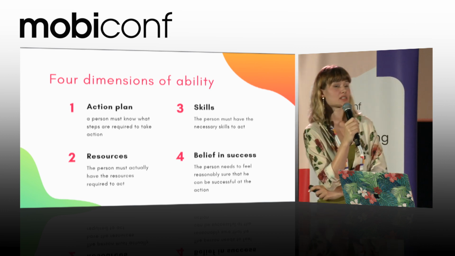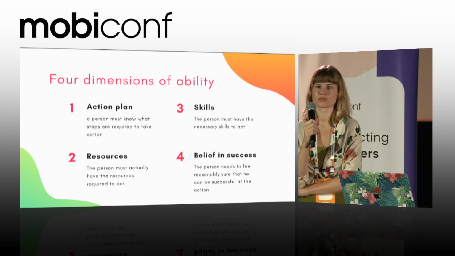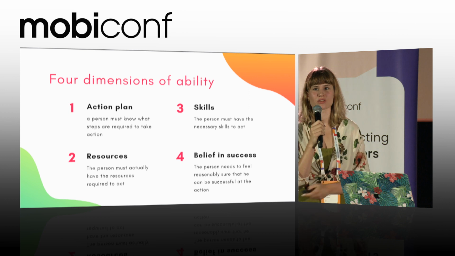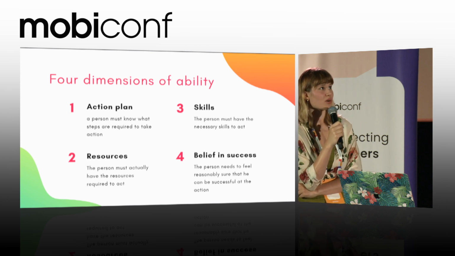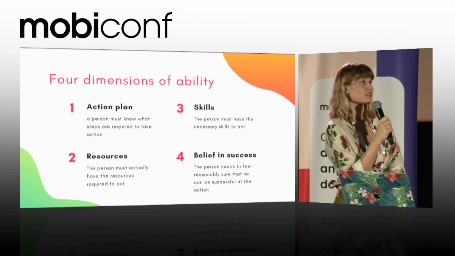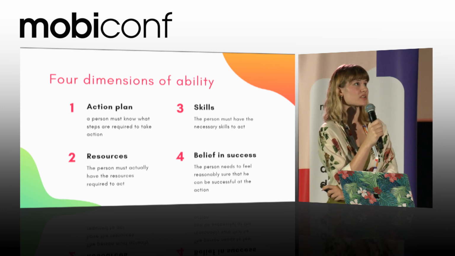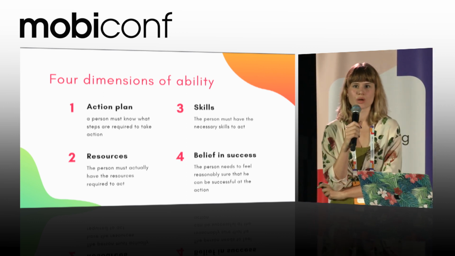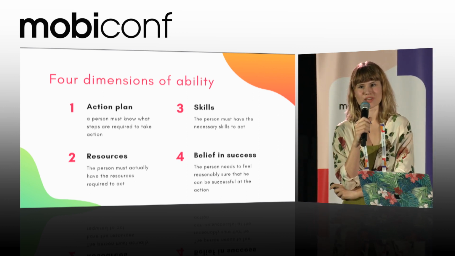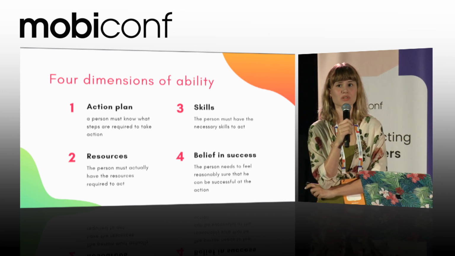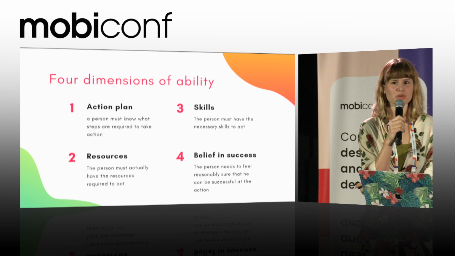The third thing is the skills, which is really hard, we don't have much we can do about it. It's not up to us. Usually it depends on how many skills this person has. But this is really important because the person must have the necessary skills to act. So if we want them to do something, we need to be sure that they even have the skills to do that. And the last thing is the belief in success, which is really important because some people have this tendency to feel like they cannot achieve anything.